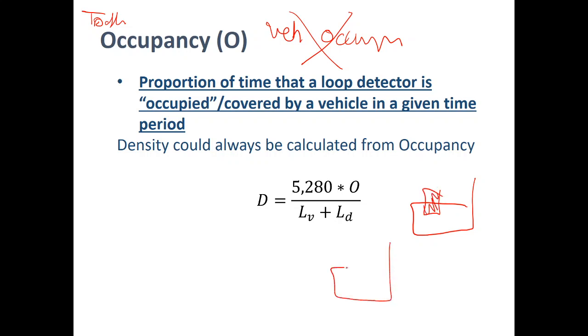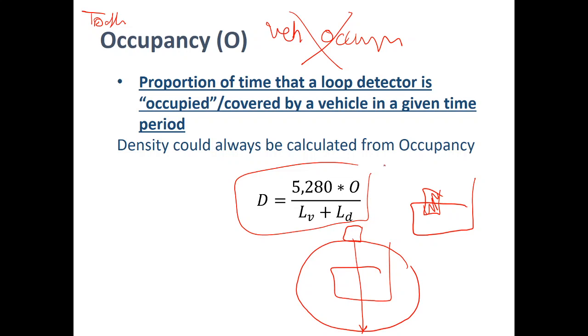Remember this electromagnetic field? When the car goes in, the faster it goes, the faster it will leave this loop detector. So it gives me the percentage of time this loop detector will be occupied. And this is closely related to density, meaning that it is also related to speed. The faster you go, the less time you're going to be occupying this magnetic field, and the less time meaning that you are less congested.